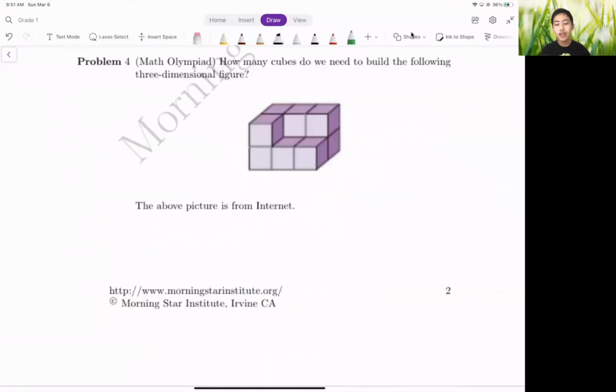Problem 4. How many cubes do we need to build the following three-dimensional figure? How to calculate this is let's count up the cubes first. We have one right here in the back, one right here, and one right here. So on the top, there are 4 cubes. But at the bottom, it's a little bit more tricky. We have 2 rows of 3 cubes, as we can see here. So in the green, that's 2 rows. And in the red, this is 3 cubes in each row. So 2 rows of 3 cubes, let's write that out. 2 rows of 3 cubes just gives us 6 cubes.